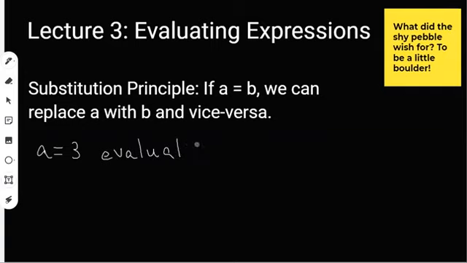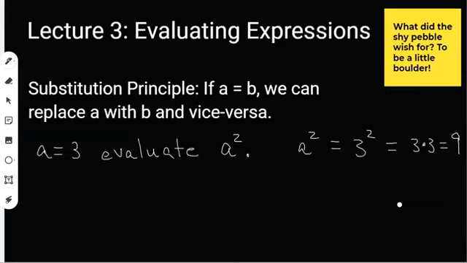So let's say A equals 3, and we want to evaluate A squared. So what I'm going to do is I'm going to replace A with a 3 everywhere I see the A. So that's going to be A squared is equal to 3 squared, and then 3 squared is equal to 3 times 3, right? Which is 9. So our answer would be 9 there.